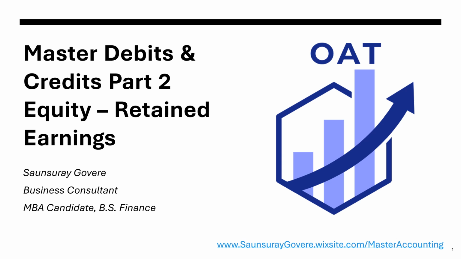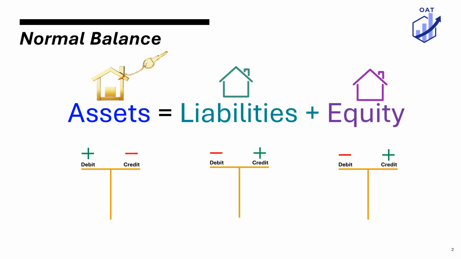Today, we are moving forward from where we left off in part one. If you haven't had the chance to review part one, go and do that first, and then come on back. In this video, we will focus on debits and credits for equity accounts, specifically retained earnings. Ready, set, go. Let's review a key concept that we learned in part one.